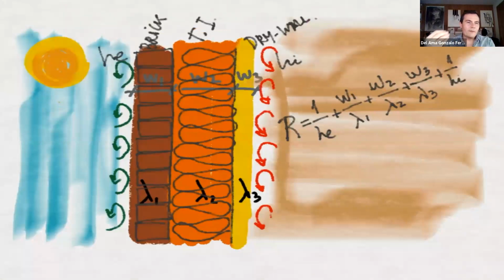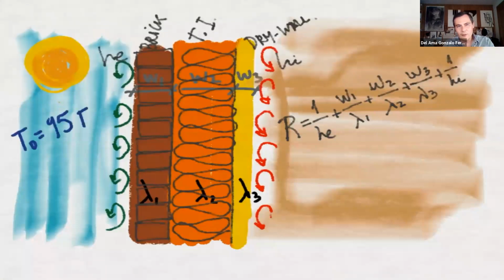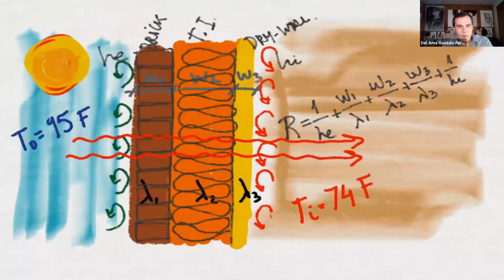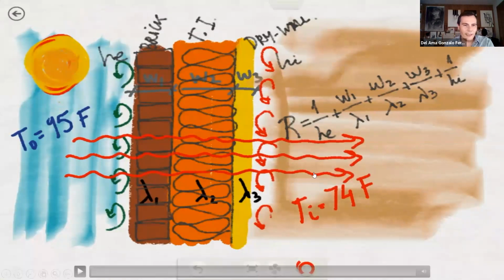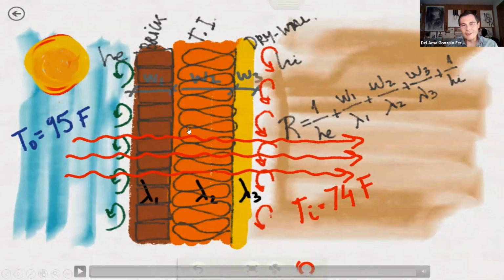We tend to think that this is for winter, but that can be in summer. So imagine that we are in summer and the outdoor temperature is 95 Fahrenheit, so it's warm outside, and the indoor temperature can be 74 Fahrenheit. So in this case, the heat will go from the outside to the inside. The calculations are exactly the same. The thermal resistance is the same for winter and summer, because the thermal resistance depends on the material. It doesn't depend on the indoor or outdoor conditions.